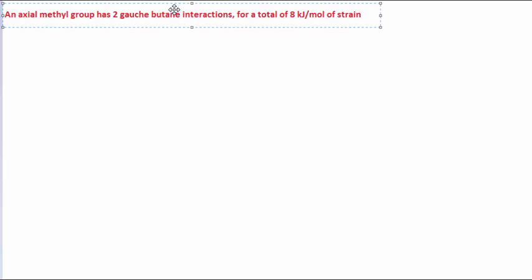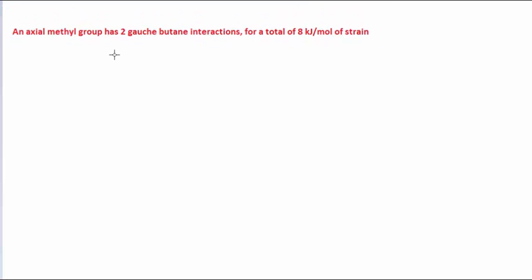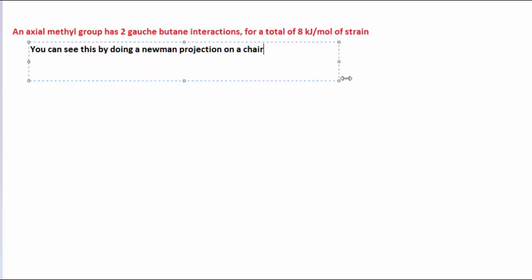Alright, the last kind of problem you'll see is perhaps what I'll call the trickiest. From the lecture notes, you should commit to memory that an axial methyl group has 2 Gauche-butane interactions for a total of 8 kilojoules per mole of strain. And you can see this by doing a Newman projection on a chair. And I believe they even have this in the notes. If not, just remember that an axial methyl group will have 2 Gauche-butane interactions.